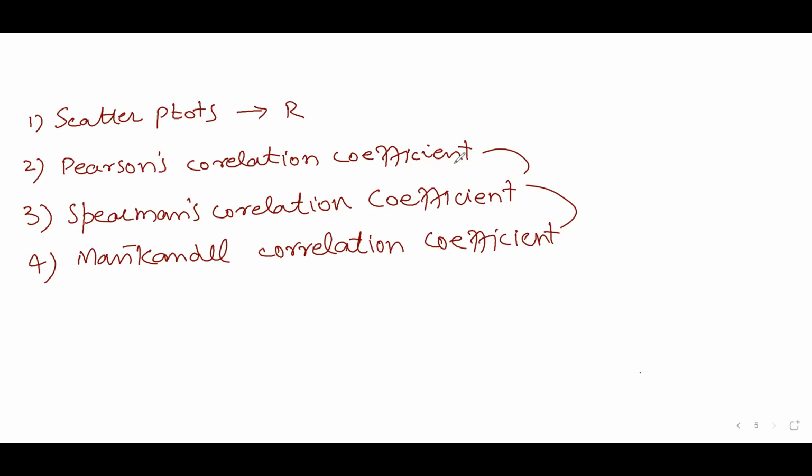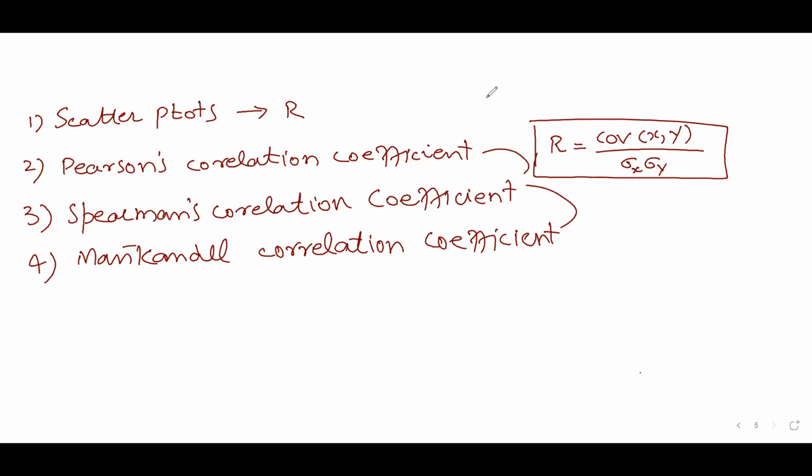Pearson correlation coefficient. In Pearson correlation coefficient, it is noted by R, and between two values, it is given by the covariance of X and Y divided by the standard deviation of X and standard deviation of Y. It is given by this formula. And the author is Spearman.